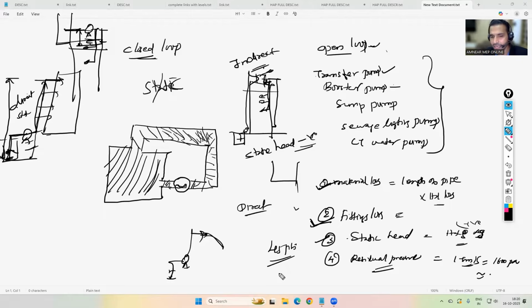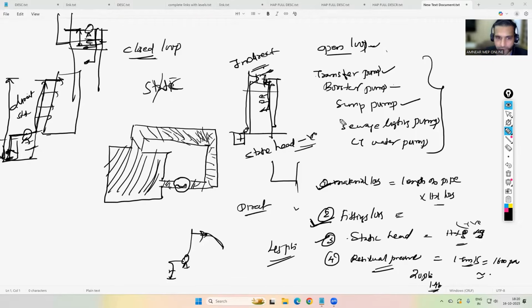But as per the International Plumbing Code, for most non-pressure-assisted, normal flush tank water closets, proper operation needs 20 psi of residual pressure, meaning 1.4 to 1.5 bar, nearly 140,000 Pascal of pressure. So you can consider 20 psi or the equivalent value as the residual pressure. You can add it together and calculate accordingly.